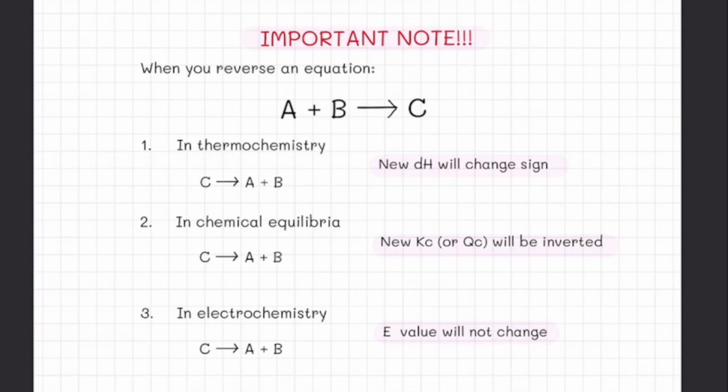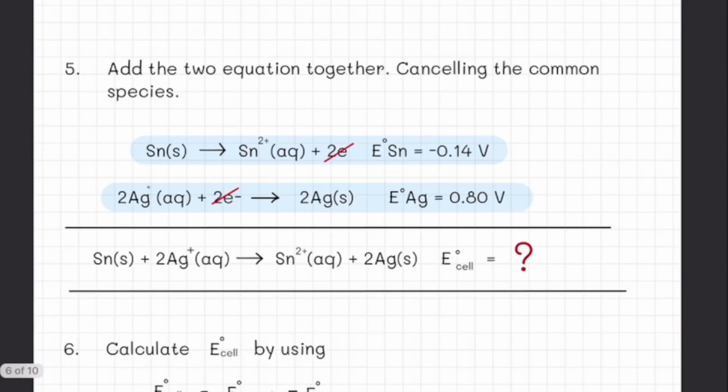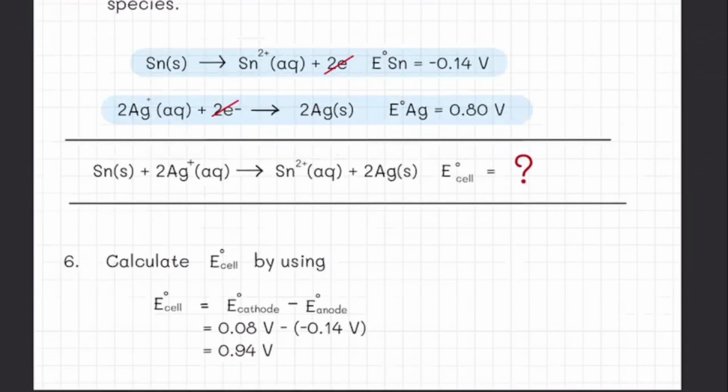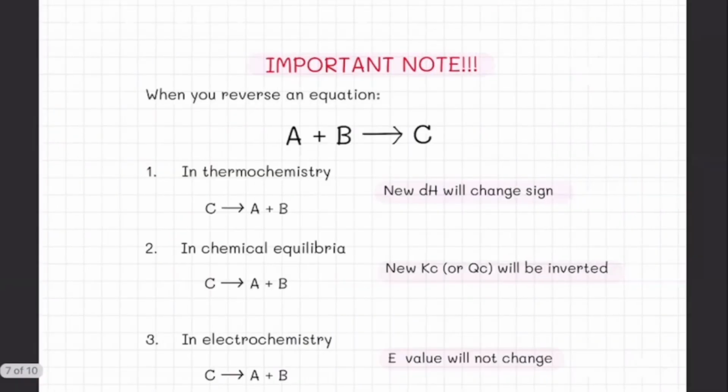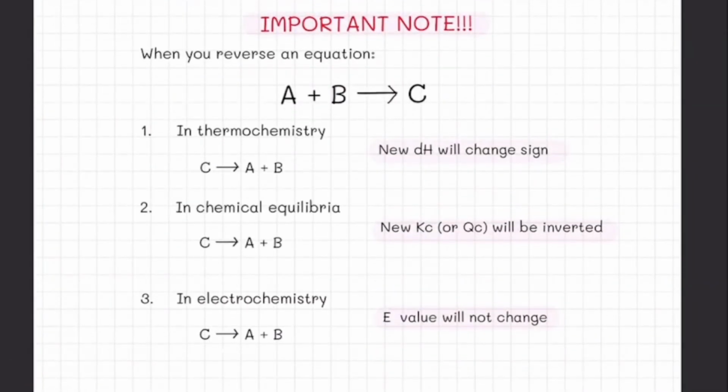But now in electrochemistry, when we reverse the equation, our E naught cell remains as it is. So they just chill. Do we need to change the sign? No, we don't have to change the sign. If we multiply the equation, do we need to multiply the E naught? No, you don't have to touch the E naught. Every calculation falls under E naught equals E cathode minus E anode. That's all. I hope by now, if given the two equations, you can write down your own redox equation.